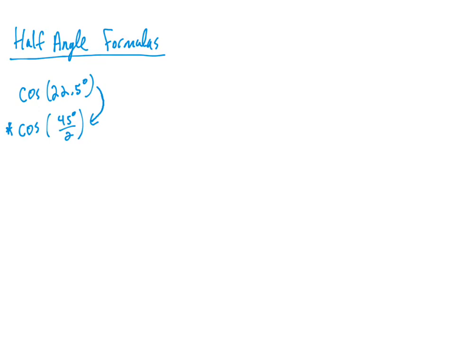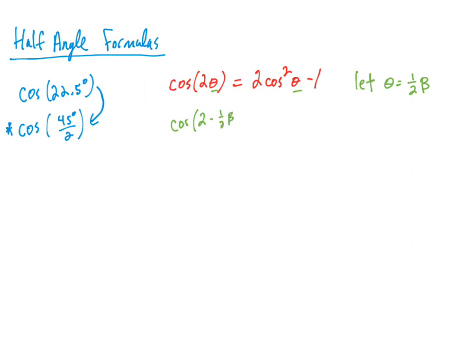So I'm going to go ahead and prove the half angle formula for cosine. Let's first think about one of the double angle formulas for cosine. So cosine 2 theta is equal to 2 cosine squared theta minus 1. Now what we're going to do is let theta be equal to 1/2 of, let's pick a different angle, beta. So I'm going to replace the thetas with this 1/2 beta. So cosine of 2 times 1/2 beta is equal to 2 cosine squared 1/2 beta minus 1.